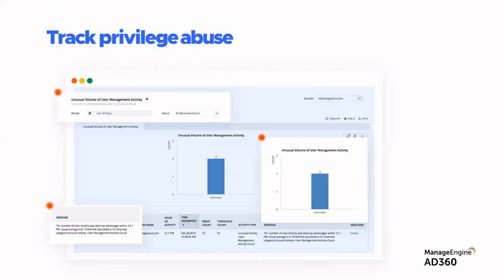Essentially, if you had a very strong user behavior analytics module in place, it would draw baselines for normal behavior for every single user. You'd be able to track privilege abuse, track installation of malware, track accesses to files and folders for the first time in a large volume, and also track deviations in logon behavior. So user behavior analytics is what you should be looking at if you're looking at a strong risk mitigation strategy.